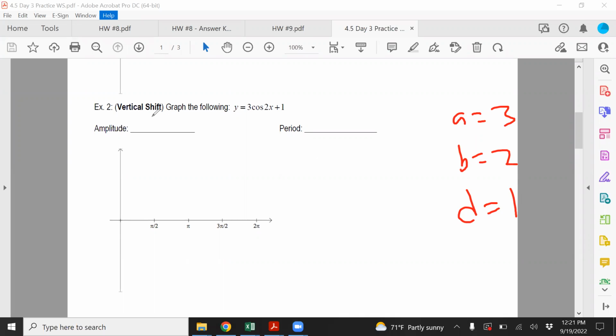So the amplitude is going to be 3. What's the period going to be, guys? Pi. Yep. Very good. Remember, period's 2 pi over B. So that's why it's pi. Okay. Now, here's what I'm going to do.